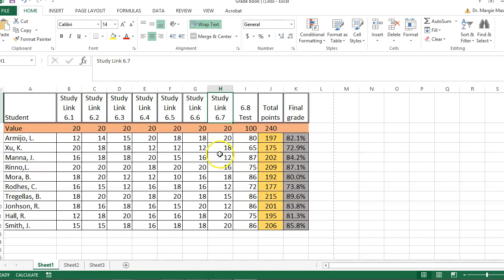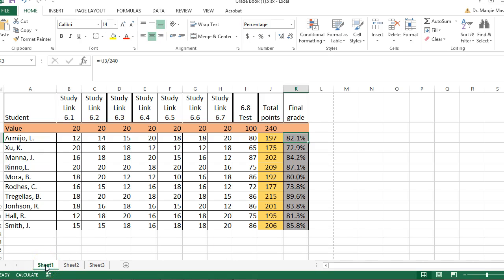So if we go back to the normal layout, you have your total points, and you've got that correct. You did use the sum function for the total points the students made, and then the grade, the percentage, which is the total points earned divided by the total points possible, that's correct.